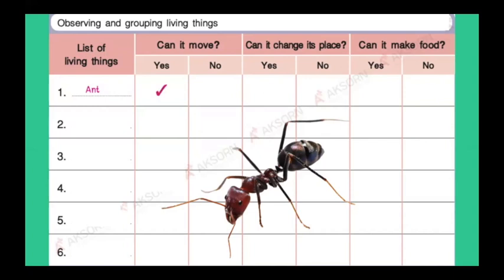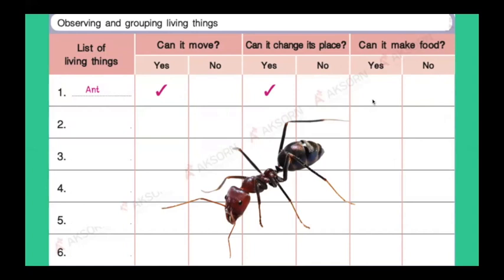All right. So can it change its place? Can it change its place? Yes, for sure it can. Every time I try to catch the ant who eats my honey, but every time he runs away. Okay, so it can change its place.